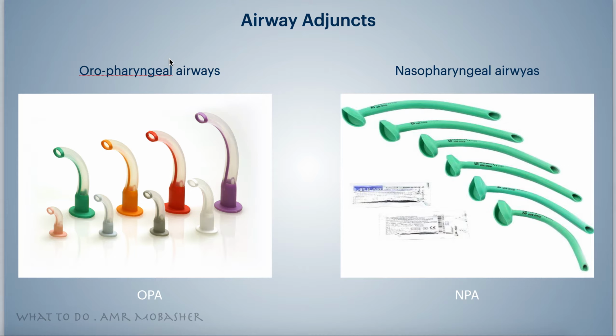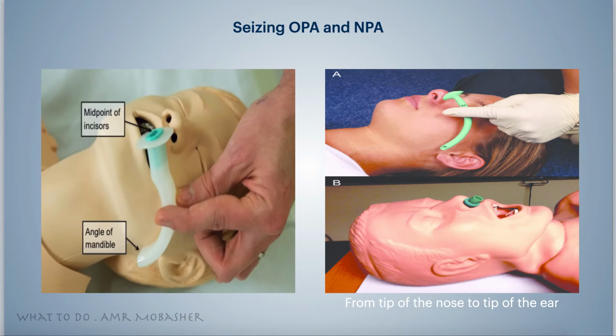So these are the types of airway adjuncts: oropharyngeal airways, nice colors, different sizes, and the nasopharyngeal airways with different sizes as well. Most important thing to be mentioned here is about the sizing. We need to choose the correct size for the patient very accurately, because if the device is too long or too short for the patient, it wouldn't do its job effectively.